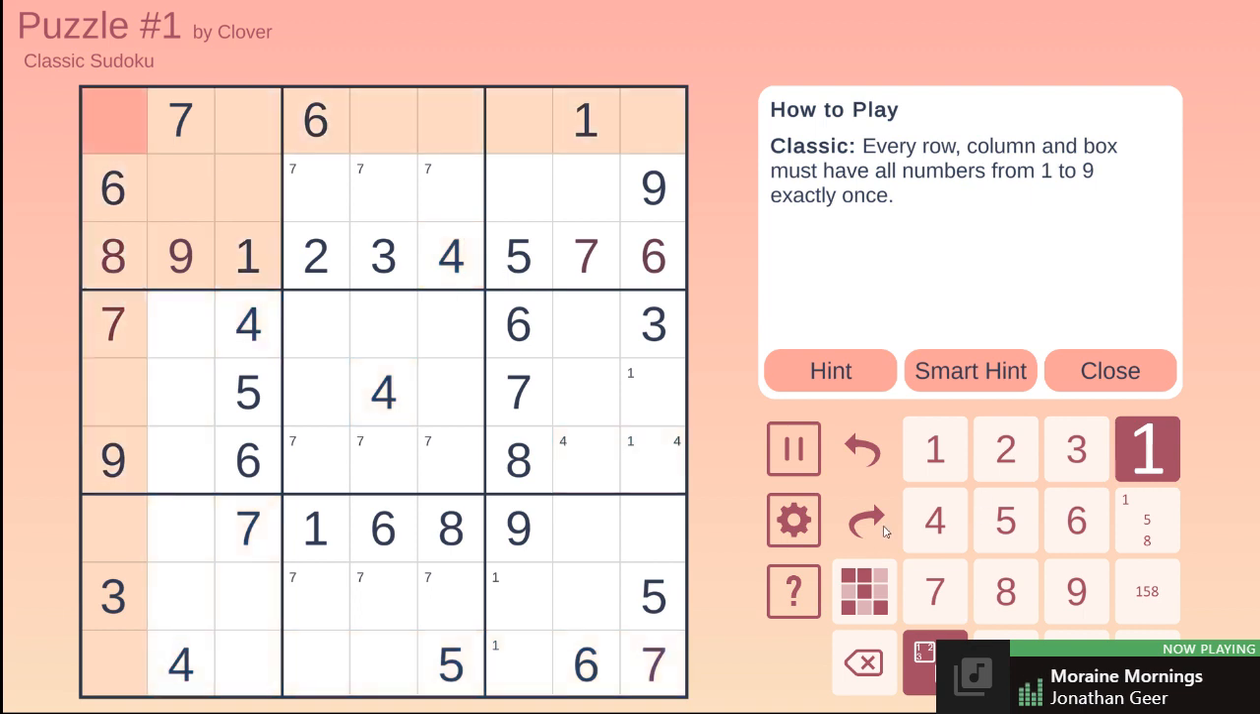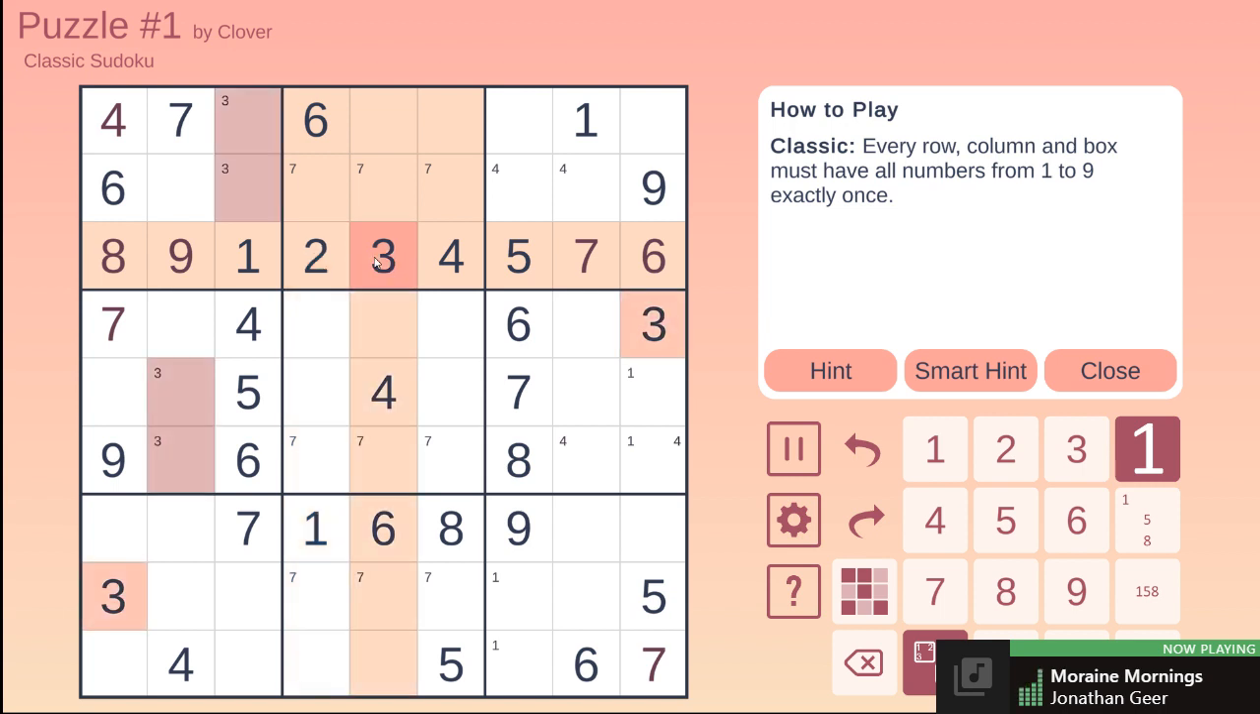Wait, 4 up here is right here. 4's in one of these boxes. Okay. 3. One of these is a 3, which means one of these is a 3. Good. This is the only 2 we have on the board. Okay, so let's not worry about 2s just yet.